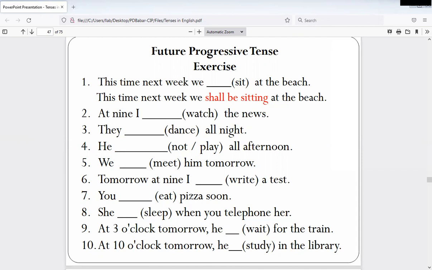Okay, you will be eating pizza soon. This is the seventh one. Eighth one is she, in bracket, sleep when you telephone her. So here we will use, she will be sleeping. Okay, she will be sleeping when you telephone her.